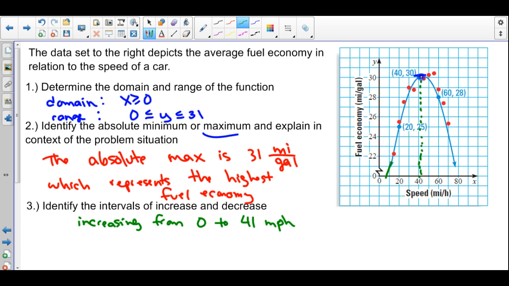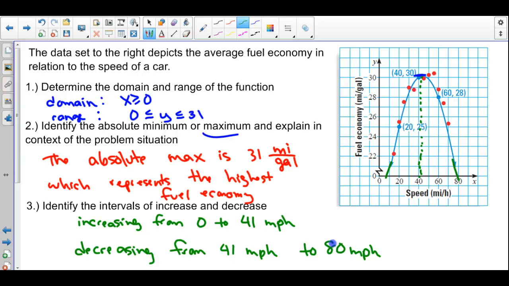And it looks like right after you hit that 40 miles per hour mark, your fuel efficiency starts decreasing. So I'm going to say it's decreasing from 41 to, it looks like, all the way down to about 80 miles per hour. And that's as far as the data is concerned. Again, I'm just looking at that curve.